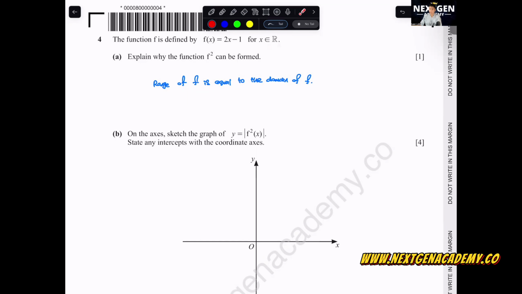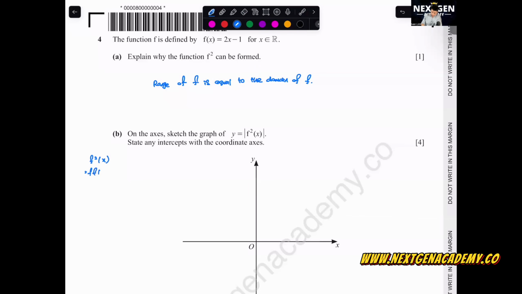Okay, question B. On the axes, sketch the graph of y equals modulus of f squared x. State any intercept with the coordinate axes. It is a 4-mark question. So first thing, please show your working of what is f squared x first. Because you see, this is 4 marks. So don't go and straight away just write the answer. Show at least how you get the f squared x, or list it down somewhere. Okay, what is f squared x?